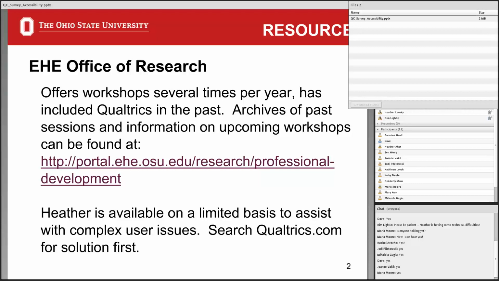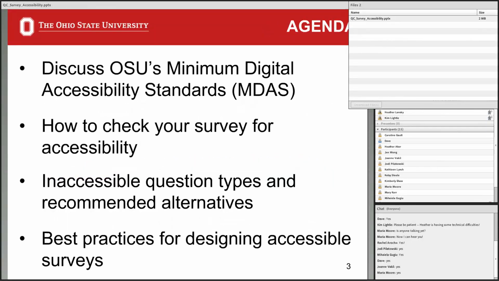So let's talk accessibility. What we're going to do today is talk about the minimum digital accessibility standards that OSU has put out as policy. We're going to learn how to check your survey for accessibility. We're going to talk about inaccessible question types and the recommended alternatives, and some best practices for designing an accessible survey.